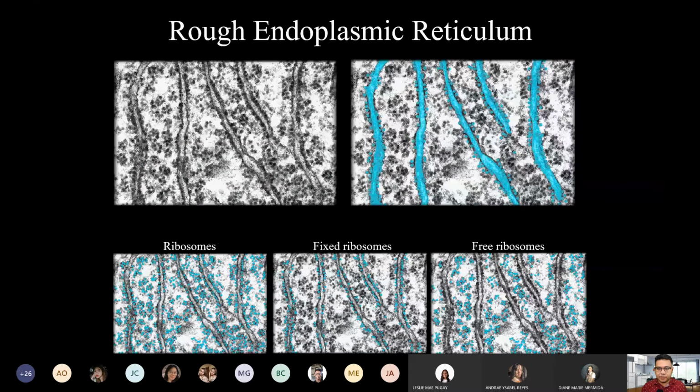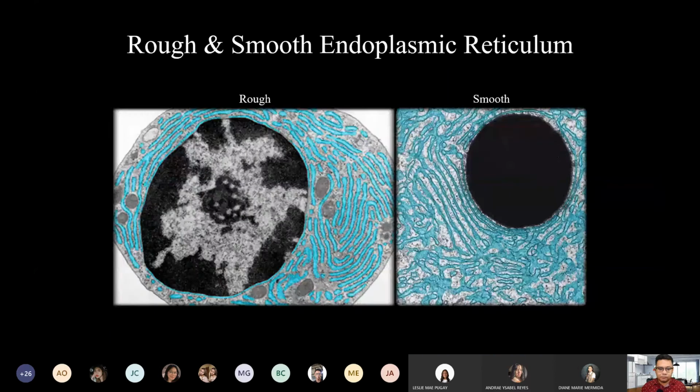So this is the electron microscope image of the endoplasmic reticulum. And comparison between the rough and the smooth reticulum.